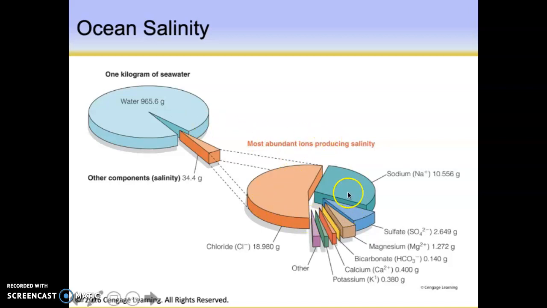And you can see of those dissolved materials in the pie chart, most of it is the chloride ion. In second place is sodium. That's why it tastes salty. And then you can see the other ions listed here as well. Sulfate is number 3. That is why seawater smells a little bit sulfury. Magnesium, bicarbonate, calcium, and potassium.